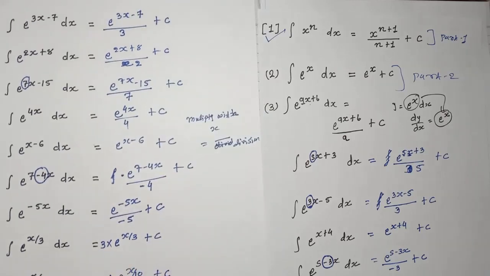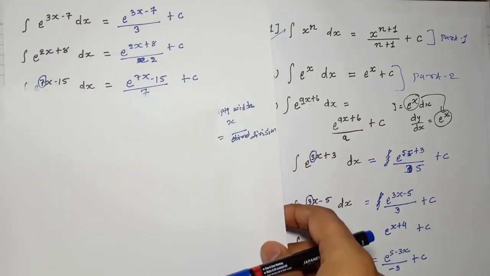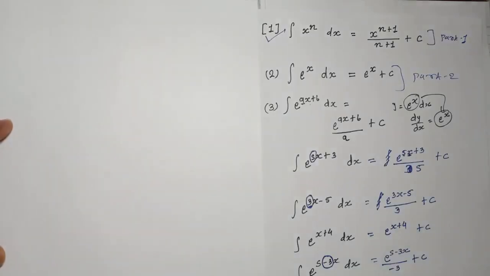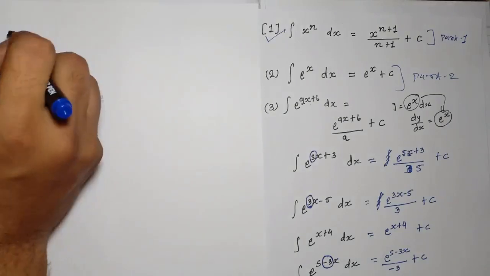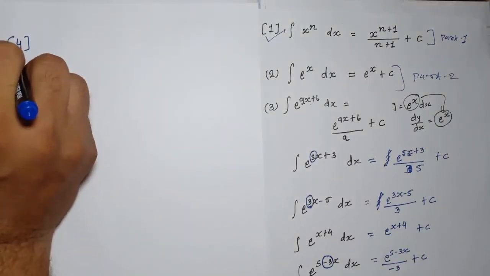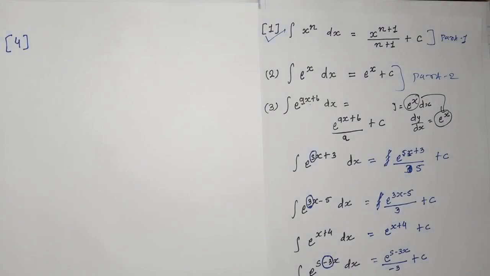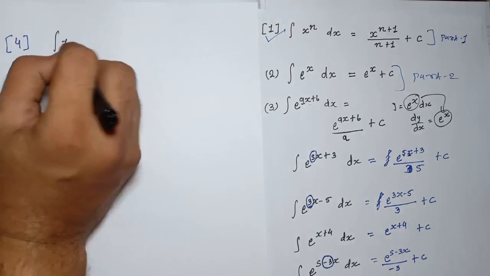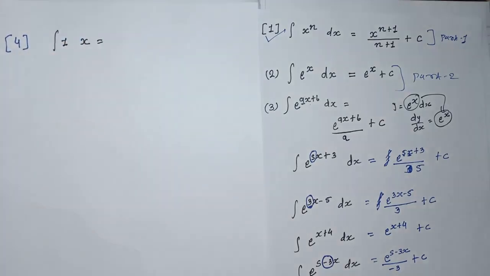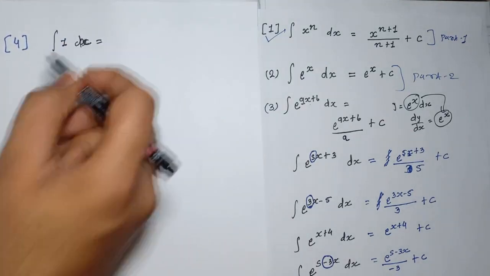Okay, we have cleared second and third rules. Now let's solve another rules. First, second and third. Now we are going to solve rules number 4. Very simple and very easy rules. Rules number 4. The easiest rules of this chapter. That was, if only one is given. If only one is given.